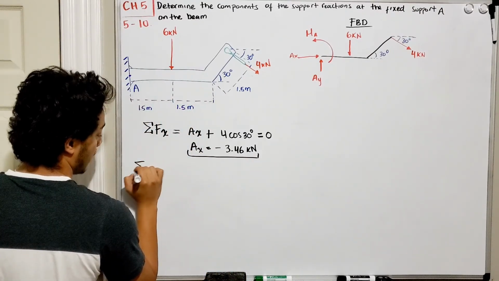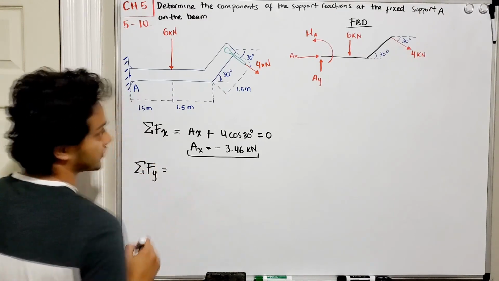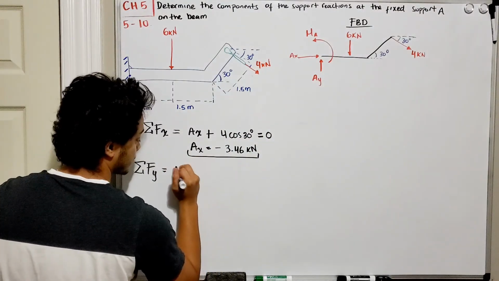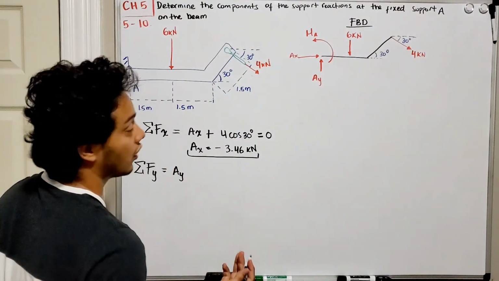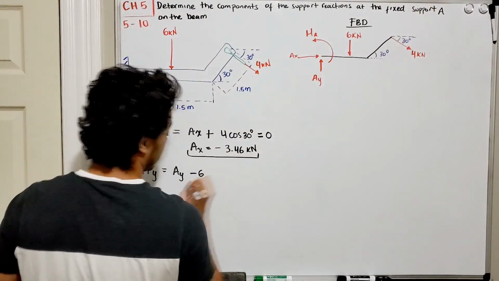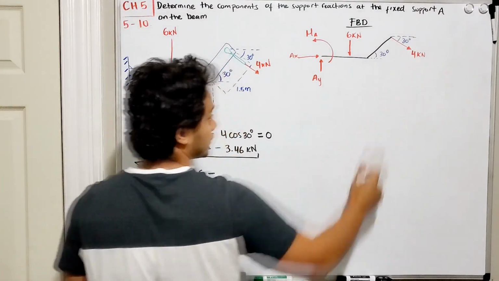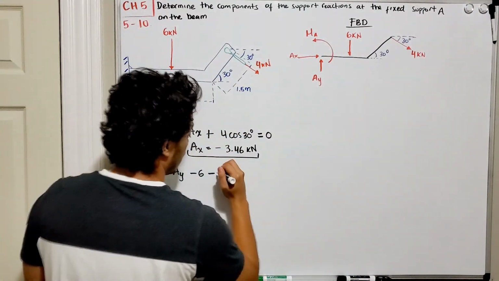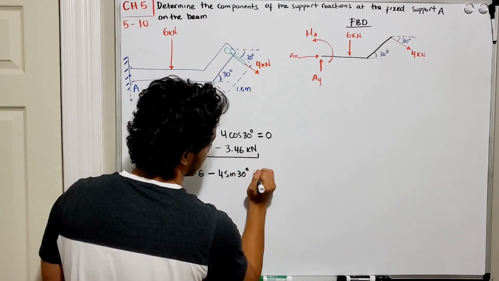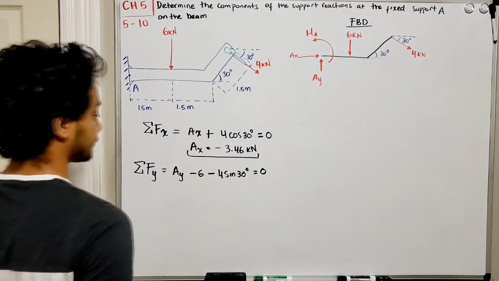Then let's do the same. We're gonna do the summation of forces, but in the y direction this time. And what do we have? So we have positive Ay because it's going up according to our drawing. Then we have negative 6 kilonewtons, minus the y component of these 4 kilonewtons force, so minus 4 multiplied by the sine of 30 degrees. Okay, and all this should add up to 0.